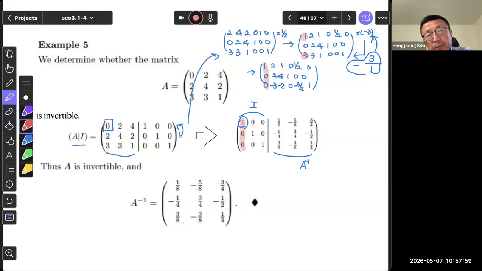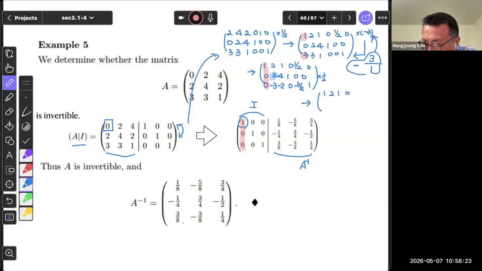And then what is the next step? You go to the second row, second column, and you change the number to 1. So how can I do that? You can multiply 1/2 to the second row. Then the matrix becomes 1, 2, 1, 0, 1/2, 0, 0, 1, 2, 1/2, 0, 0, 0, -3, -2, 0, -3/2, and 1.